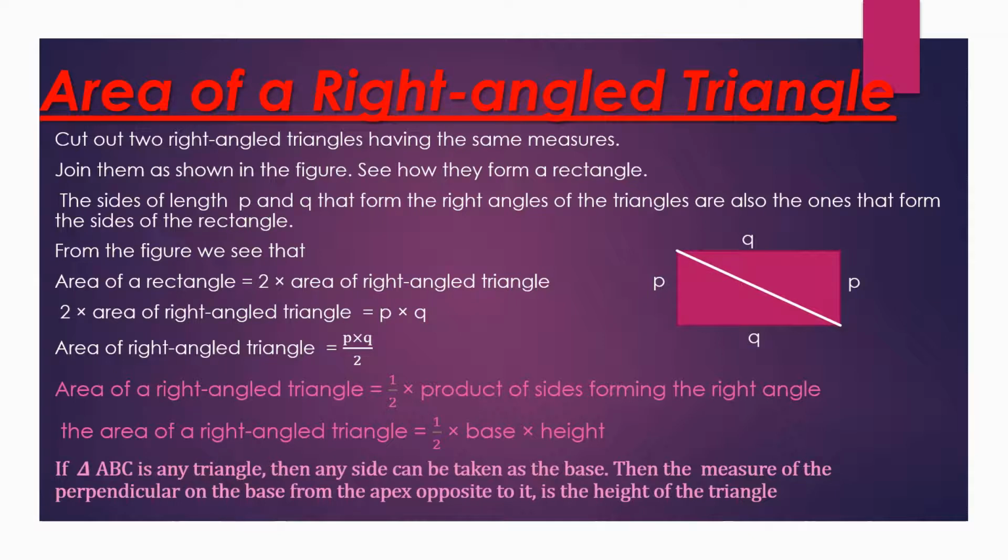2 into area of right angle triangle is equal to P into Q. So area of right angle triangle is equal to P into Q divided by 2. Area of a right angle triangle is equal to half into the product of the sides forming a right angle. So the area of right angle triangle is equal to half into base into height. If triangle ABC is any triangle, then any side can be taken as the base. Then the measure of the perpendicular to the base from the apex opposite to it is the height.